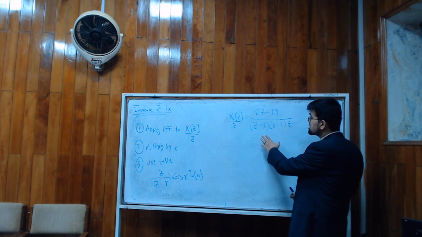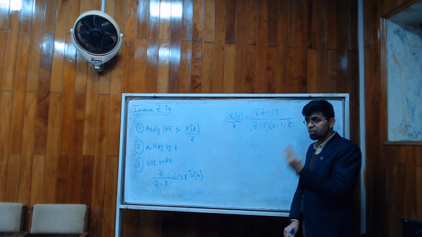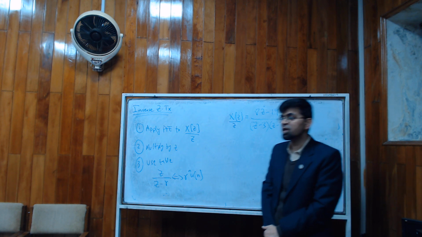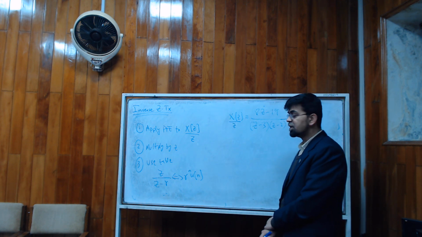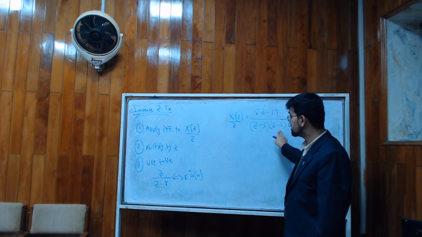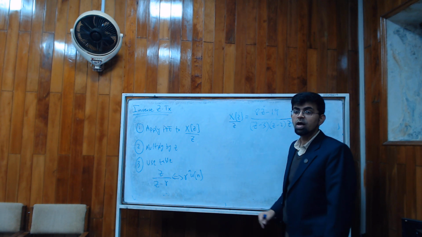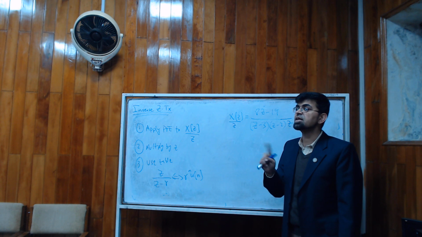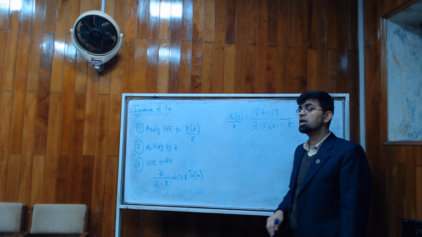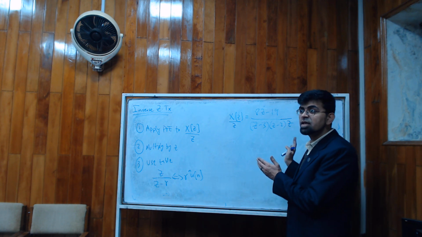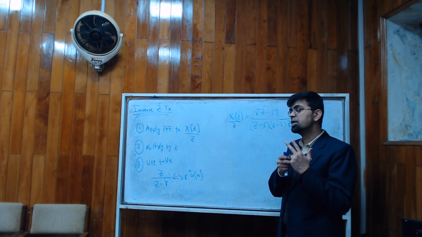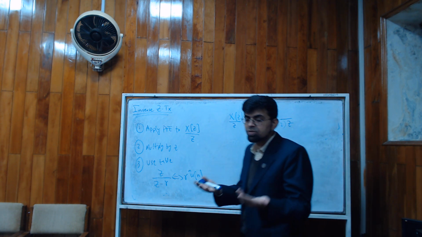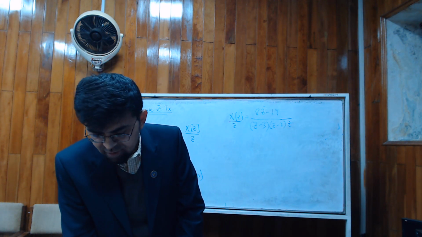So how many roots are there here? 3. Are they real roots or complex roots? Real roots, right? z equals 0, z equals 2, z equals 3. Are they repeated roots or distinct roots? Distinct. So in partial fractions, this is the easiest case, right? When the roots are real and distinct, that is usually considered the easiest scenario.